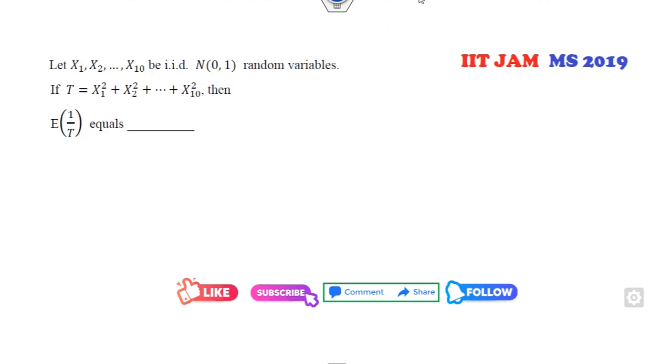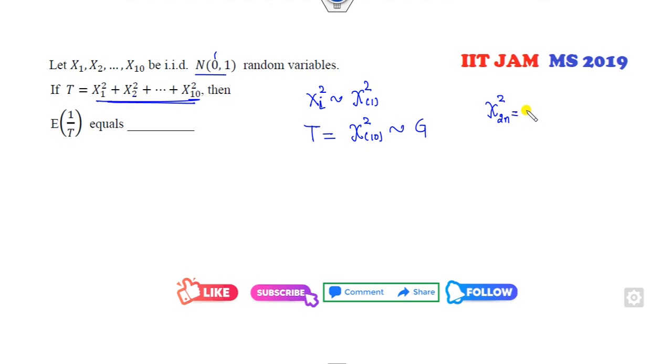Okay, again you can see it's a normal distribution and it's squared. So xi square, because it's 0 and 1, follows chi-square with degree of freedom 1. Then what is the capital T? All are additions, so it follows chi-square distribution with degree of freedom 10. Now, can you write this in terms of the gamma distribution? So again, the same concept I have used. This will follow the gamma distribution n comma half.